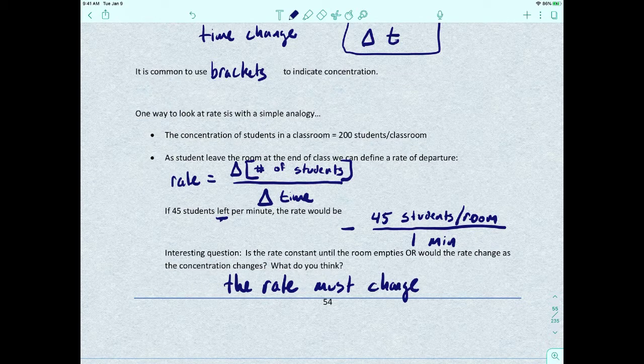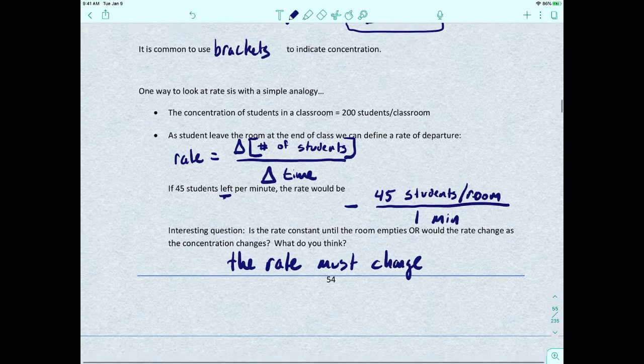Think of it this way: after class, everyone's in a hurry to get out of the classroom as fast as possible. So you're going to have a larger departure rate, a lot of people leaving the room all at once. And then after 2 minutes, that rate's going to slow down. So the rate's got to change.